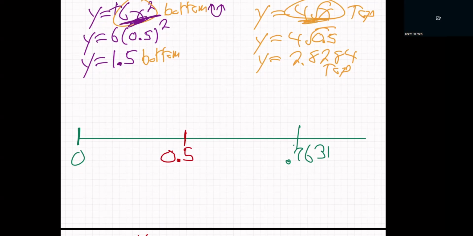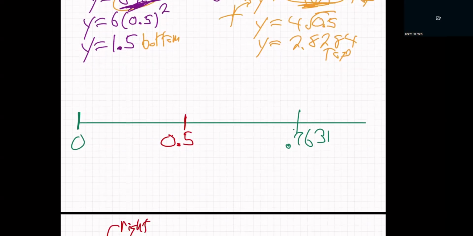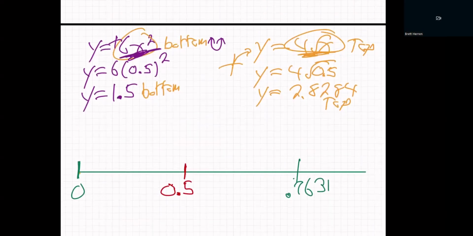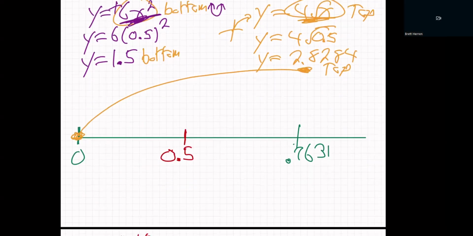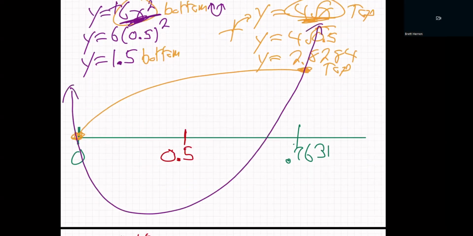This one is a square root graph. You might not remember what square root graphs look like, but they look like that. They do that kind of thing. So that one, I'm just going to do right here. That one's doing something like that. Okay. Well, I should do an arrow there. They meet there, don't they? They intersect there and they intersect there. And the other one is doing some kind of U shape like that. And again, they meet there and they meet there.